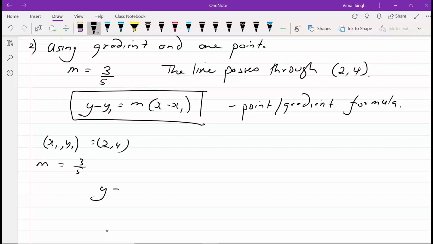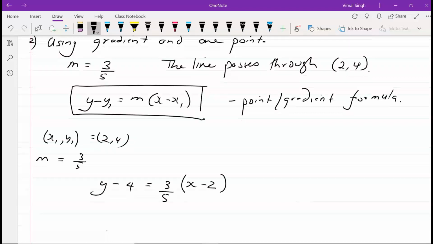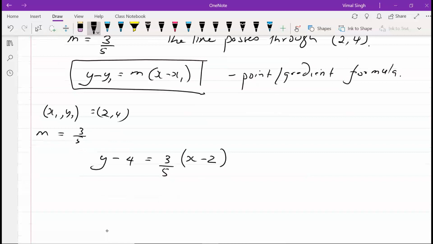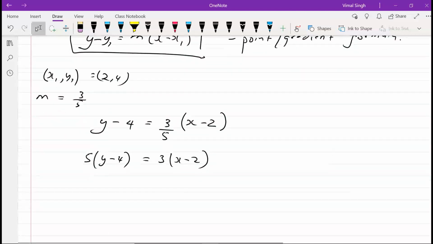I write it as y minus 4 is equal to 3/5 into x minus 2. Now, if you want, you can rearrange this and write it in the form ax plus by plus c. So what I'm going to do is multiply by 5, so 5 times y minus 4 is equal to 3 into x minus 2.